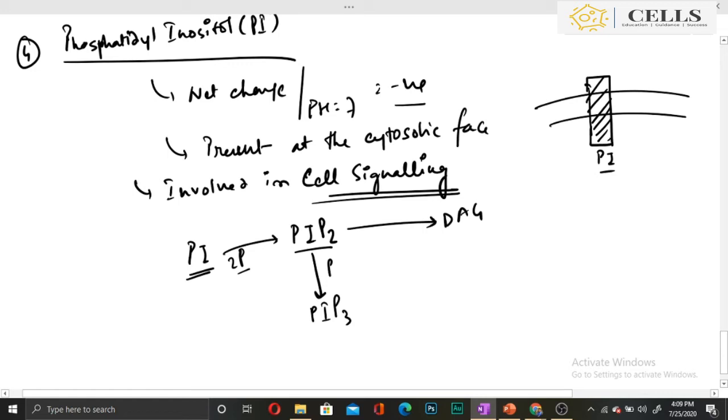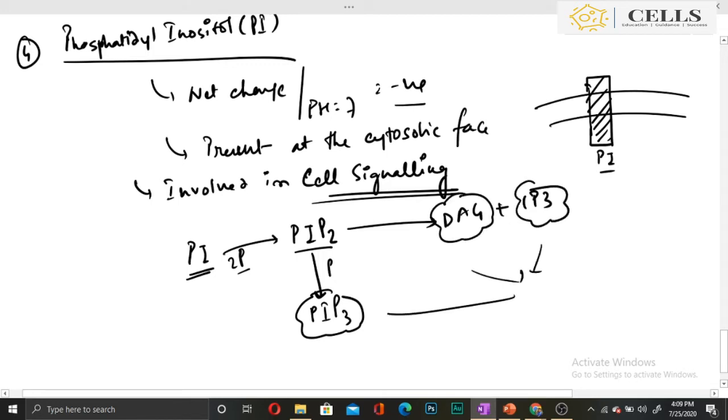Yes, you are going good. Yes, calcium release pathway, very good. But what I'm going to tell you is DAG and IP3. So from PIP2, DAG and IP3 actually act as the secondary messengers in your cell signaling.